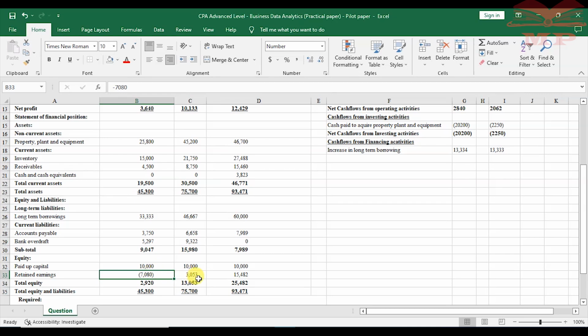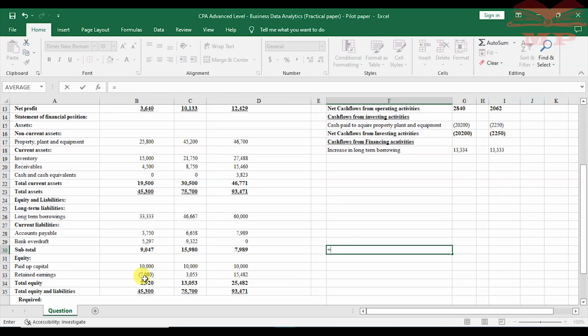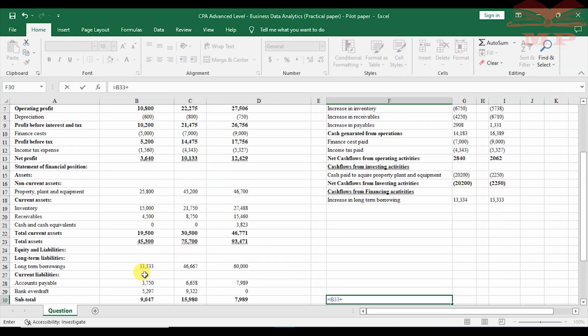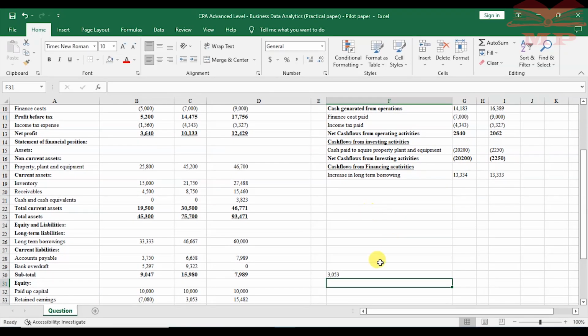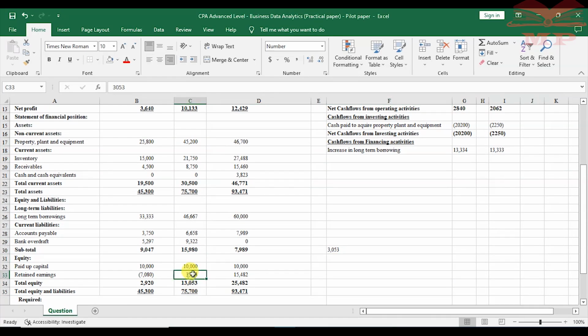So we want to see how. Of course, 70/80, let's just see this one. If you add profit for the year, remember there is profit for the year 2021 here. So you click on that, it gives you 30/53, which is the 30/53 that is here. So it means there was no dividend that was paid. So there will be no dividend.